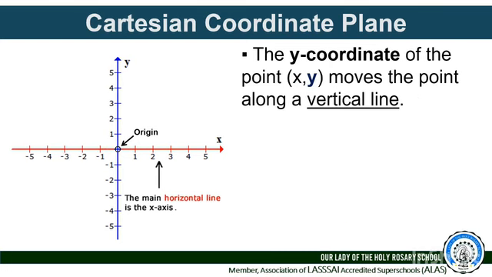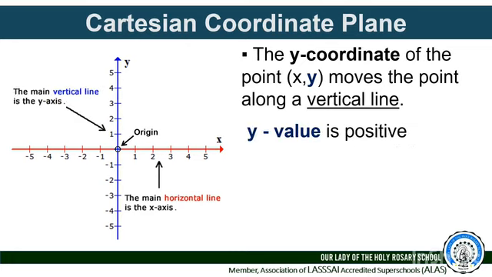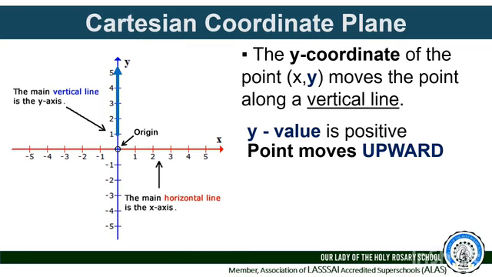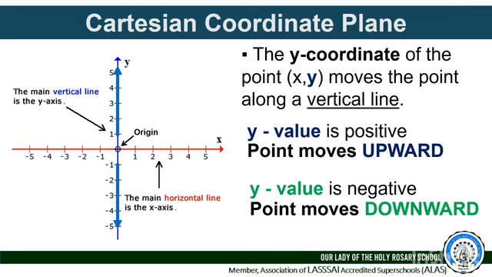The y-coordinate of the point (x, y) moves the point along a vertical line. This is the blue line that you see in our figure. If the value of y is positive, then the point moves upward. If the value of y is negative, then the point moves downward.